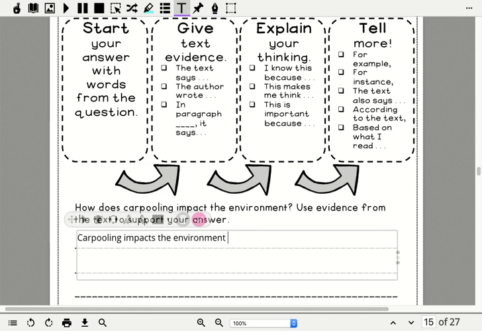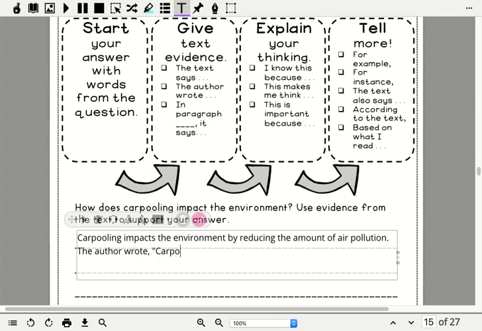Carpooling and riding bikes also reduces air pollution created from the exhaust of cars. So it impacts the environment by reducing the amount of air pollution. Okay, and so now I need one of these. So I'm going to say the author wrote, which is right here, the second one. And now I'm going to use that direct quote.